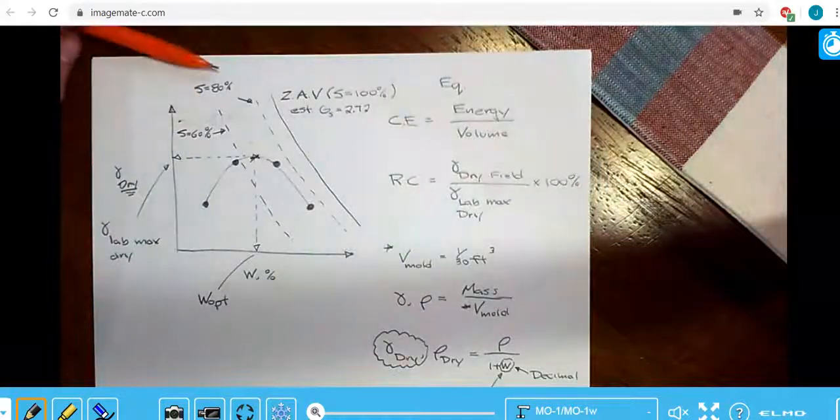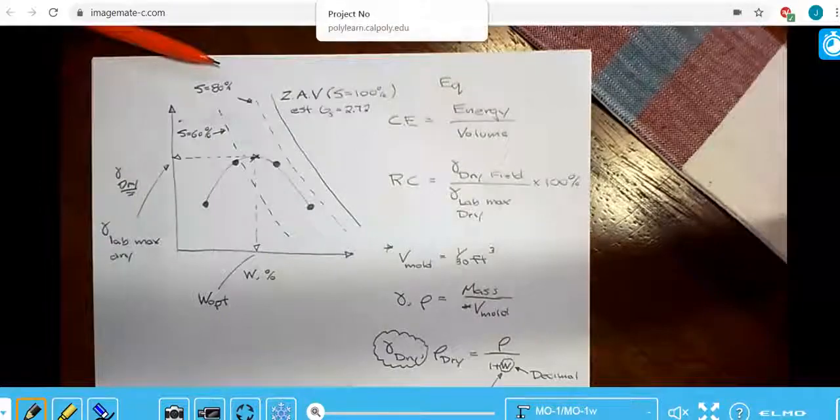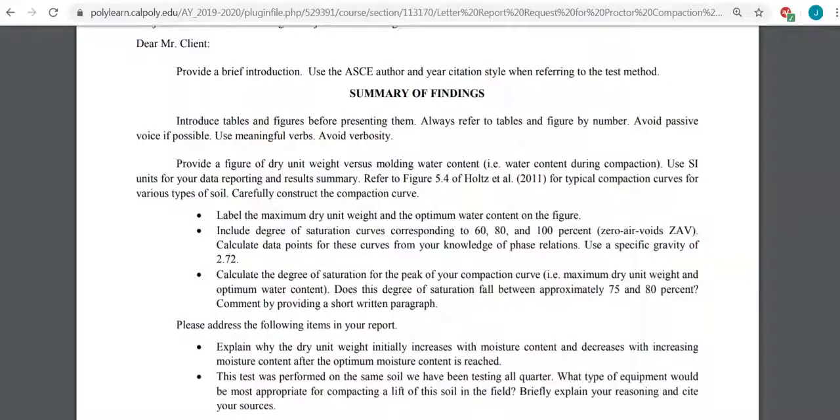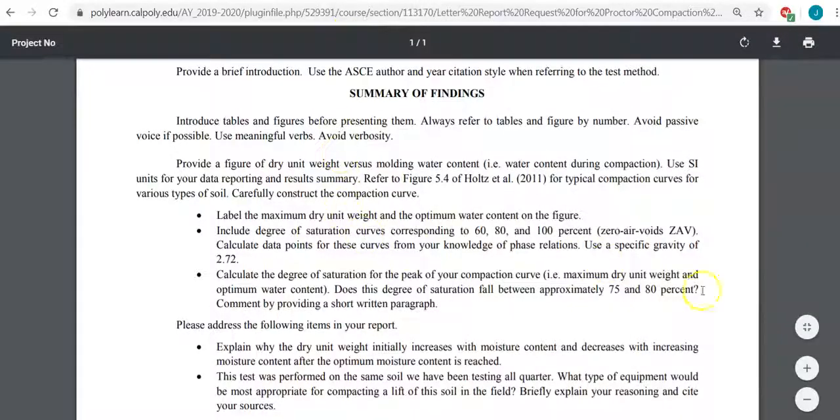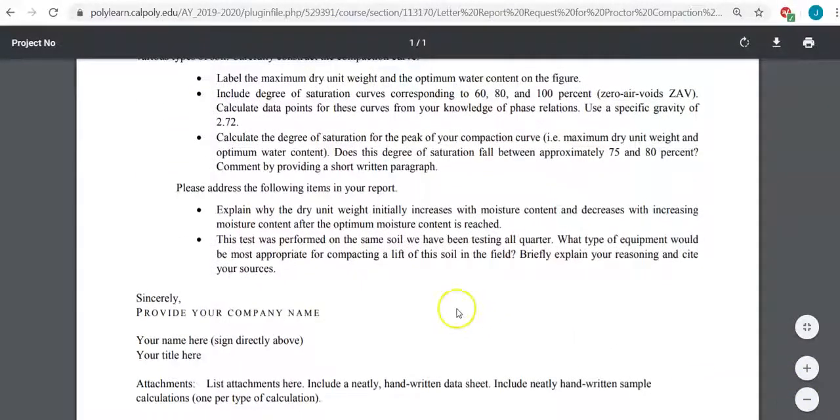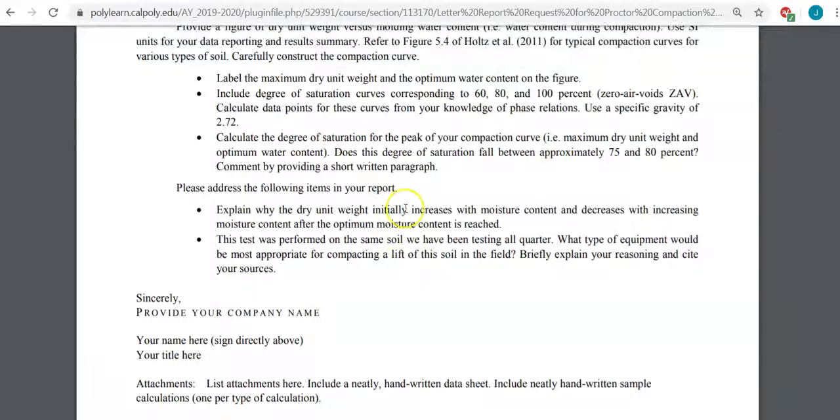Okay, so you calculate saturation at the lab max. And what else are you going to include? Let's see. Just explain why we have an initial increase from dry material when we compact it, and then essentially we get a decrease. Make sure you read the book and cite the textbook.